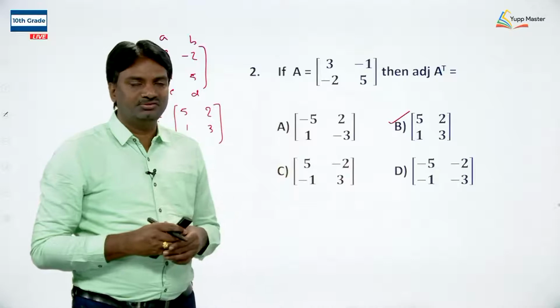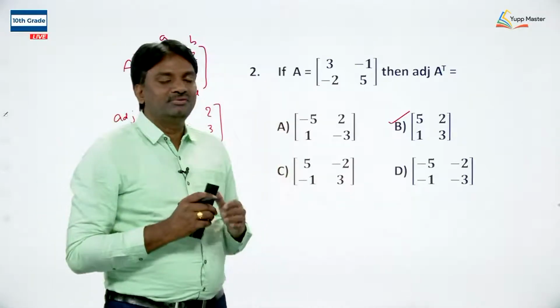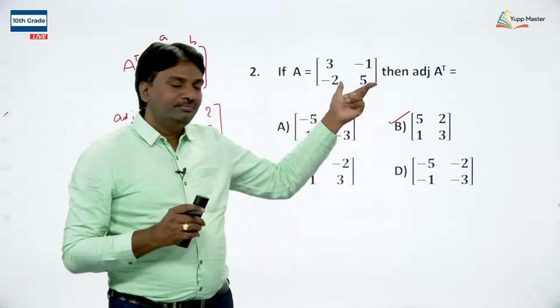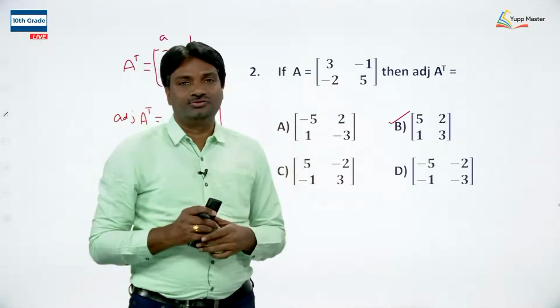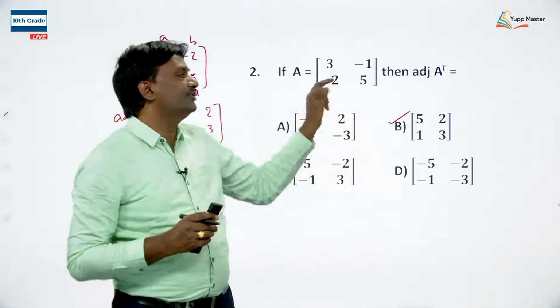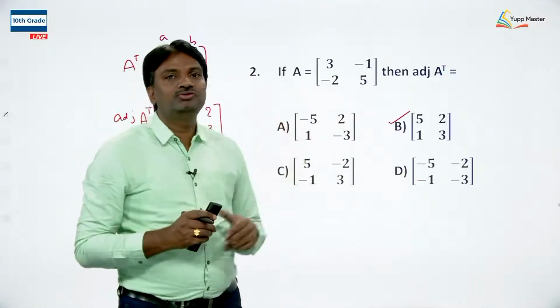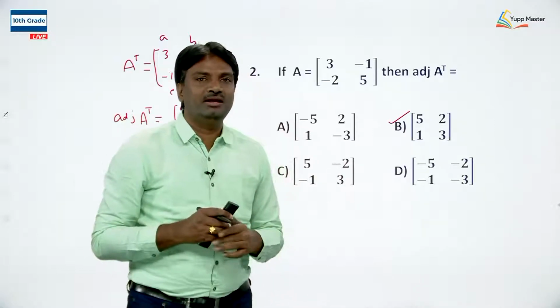This problem and the first problem, meaning the above problem, are the same. In the above problem, we found the adjoint of the given matrix A, but here we have to find the adjoint of the matrix A transpose. A is given as 3 minus 1 minus 2 5. So first find A transpose. Transpose of A means we have to interchange the rows and columns of the given matrix.